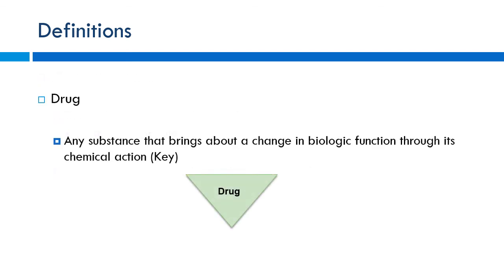Okay, so let's look at a drug. What is a drug? Kind of anything, right? We consider anything to be a drug potentially, but basically it's a substance that brings about some sort of change in biologic function through its action, right? You can consider this a key. We're going to talk about the lock and key mechanism here between drugs and the receptors. Your body produces a lot of chemicals that work very similarly to how drugs work.